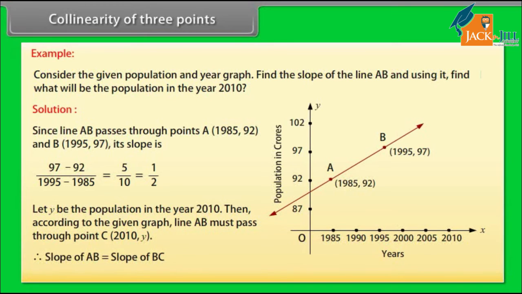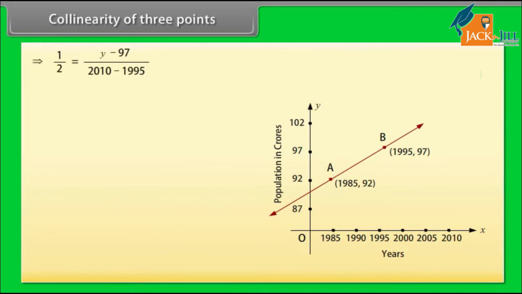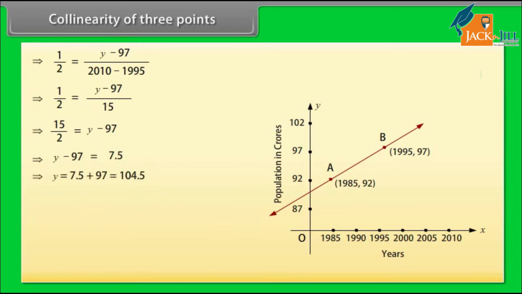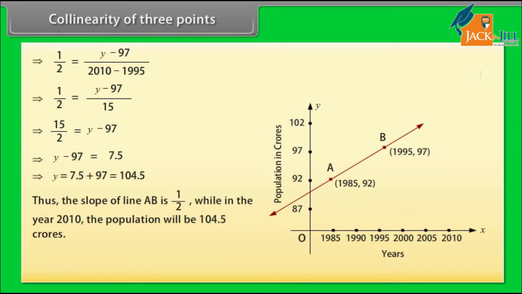Therefore, slope of AB is equal to slope of BC. 1 by 2 is equal to (y minus 97) divided by (2010 minus 1995). On solving, we get y is equal to 104.5. Thus, the slope of line AB is 1 by 2, while in the year 2010, the population will be 104.5 crores.